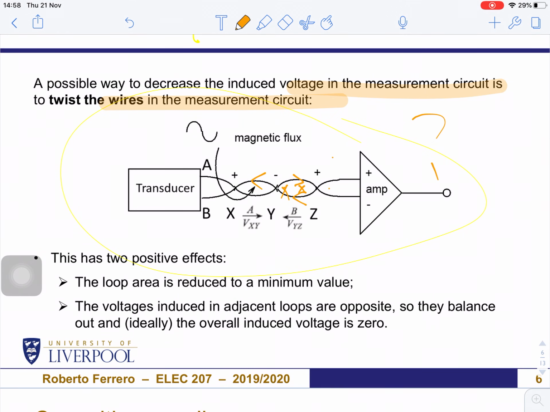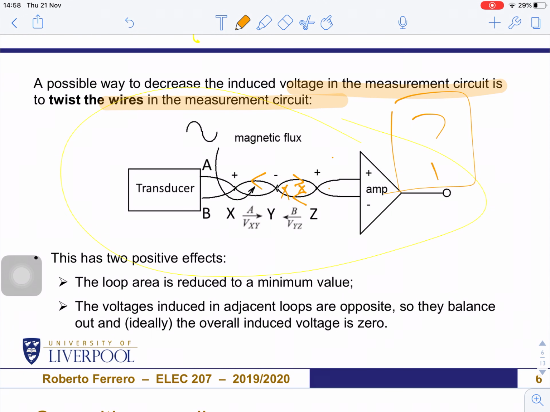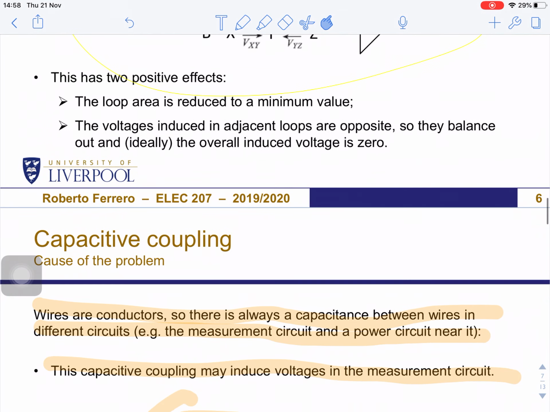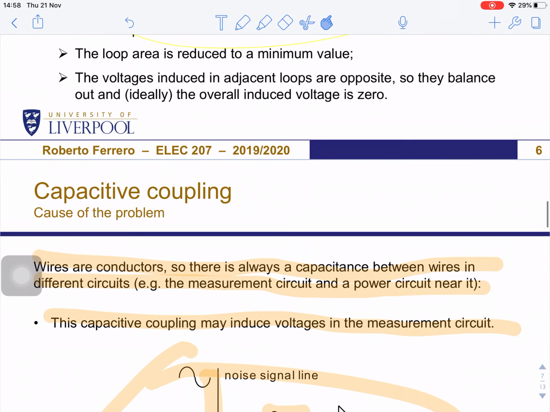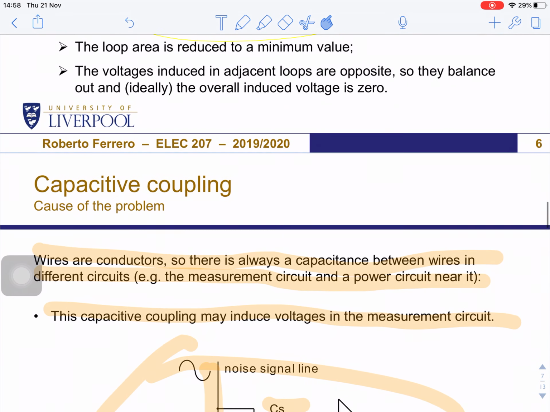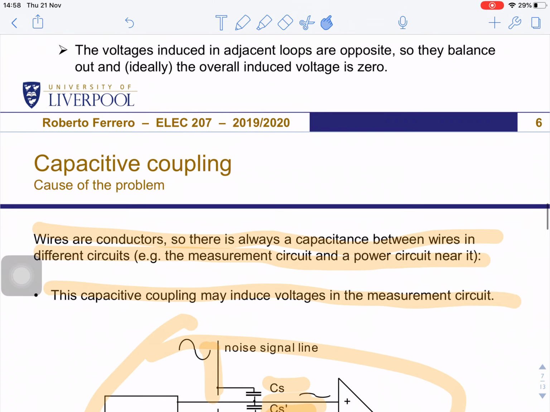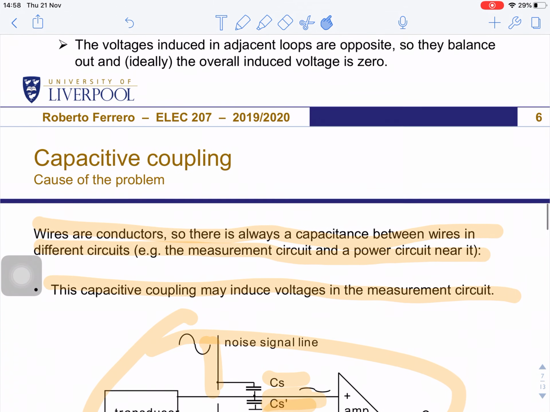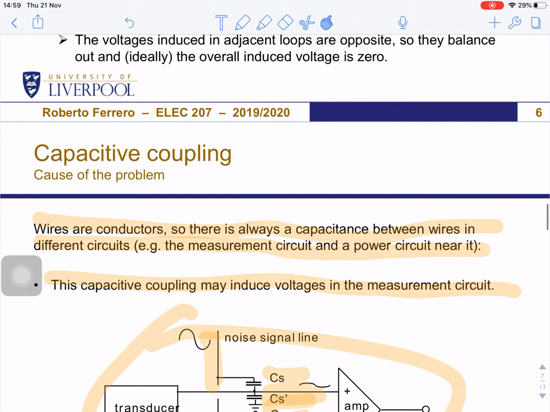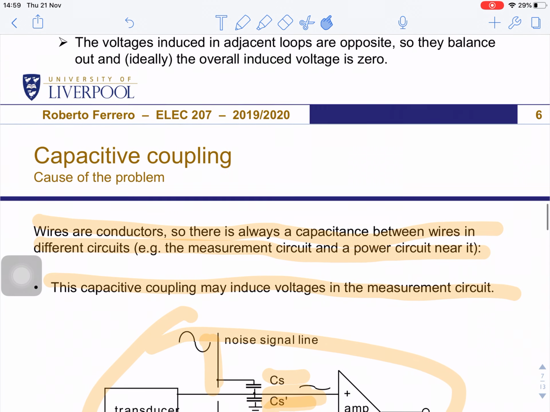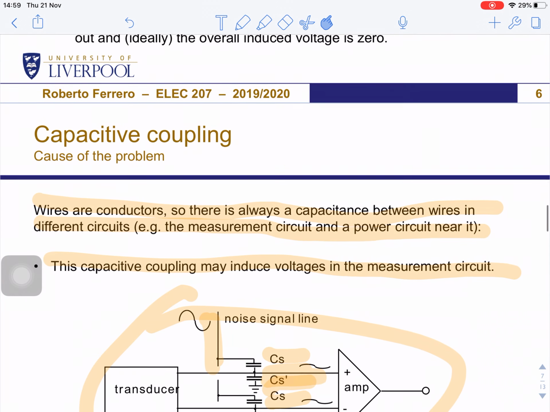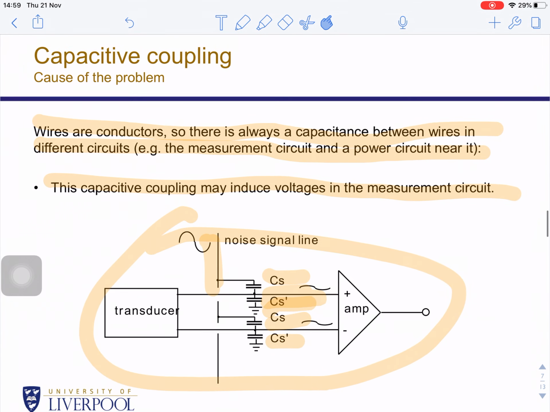I will talk with the lecturer about that. And another thing, it should have the desired positive effect, where the looped area is reduced to the minimum, and the voltage induced by the adjacent loops are positive. So they balance out the overall inductive voltage to be zero.